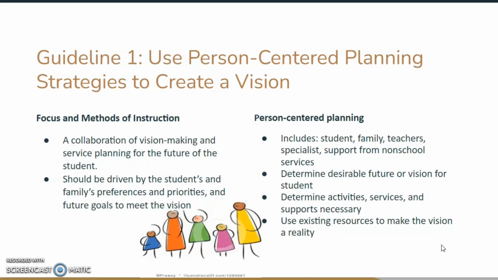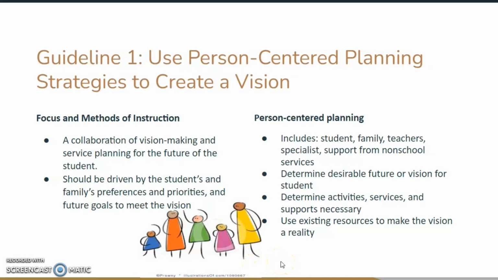Guideline 1 of 6. Use person-centered planning strategies to create a vision. We have focus and methods of instruction. That includes a collaboration of vision making and service planning for the future of the student. Everyone must work together. This includes the teachers and family and the student, to work together to focus on what is best for the student's future. It should be driven by the student and family's preferences and priorities and future goals to meet the vision.